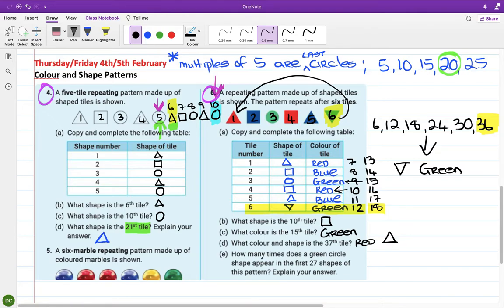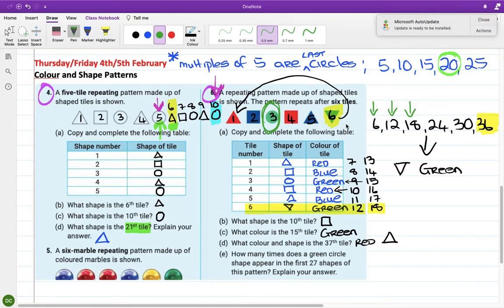Yeah? So how many times does the green circle shape appear in the first 27 shapes of the pattern? First 27. Okay, so let's go with green. So the green circle, is that right? Yeah, so this one here, green circle. It's going to appear in this one. It's going to appear in this one, so that's 2. It's going to appear in this. Do you know what I mean when I say this one?